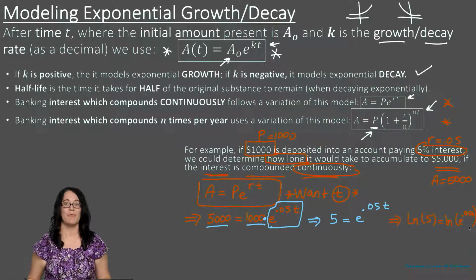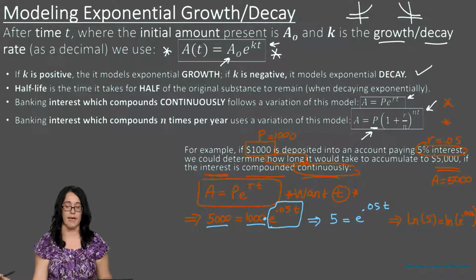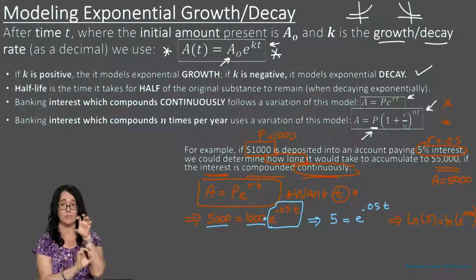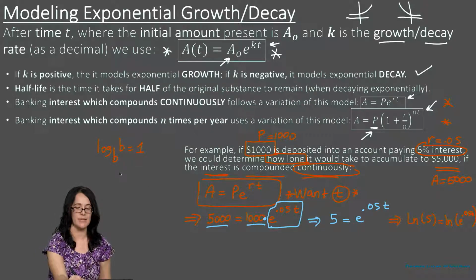Okay. What does that mean? Well, a couple of things. You could bring 0.05t down in front and then recognize that you have a natural log whose base is e and whose argument is e. Remember, anytime you have a log base b of b, that is equal to what? 1. So in this case, natural log of e, since its base is e, equals 1. So that's kind of interesting.